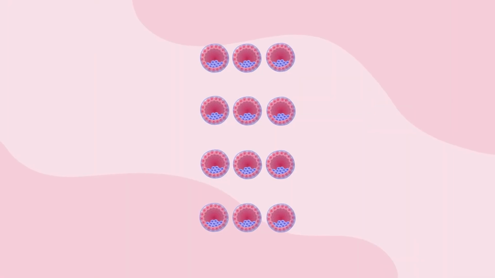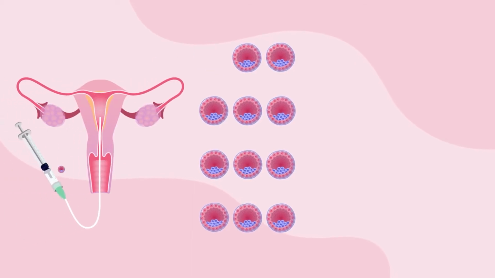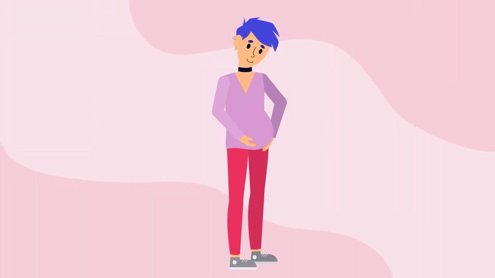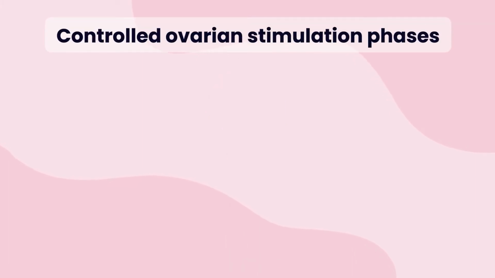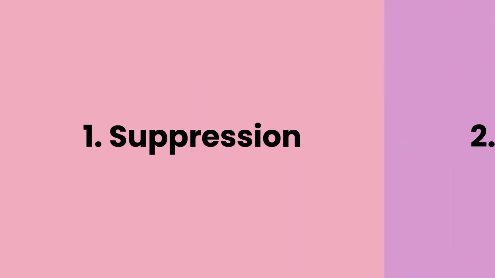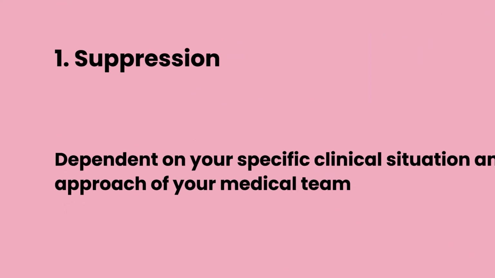For IVF patients, this helps increase the number of high-quality embryos for transfer or freezing, in turn, leading to a higher chance of a successful pregnancy and healthy baby. It's helpful to think of the controlled ovarian stimulation process in 3 distinct phases: suppression, stimulation, and trigger. First, let's look at the suppression phase.